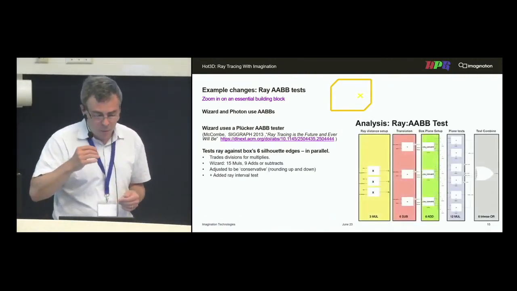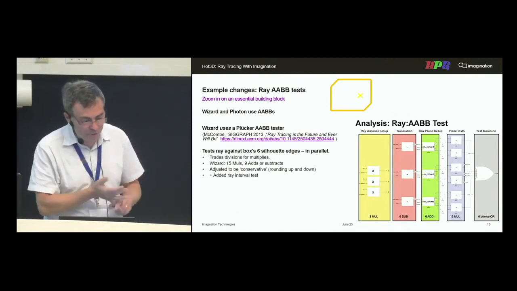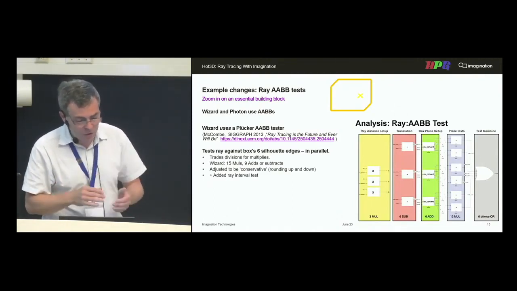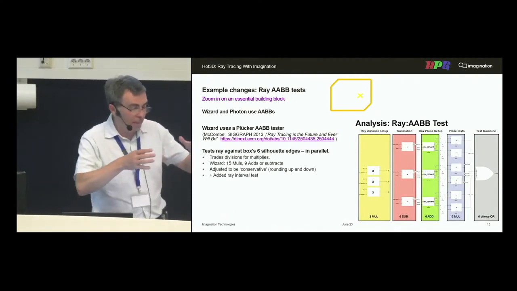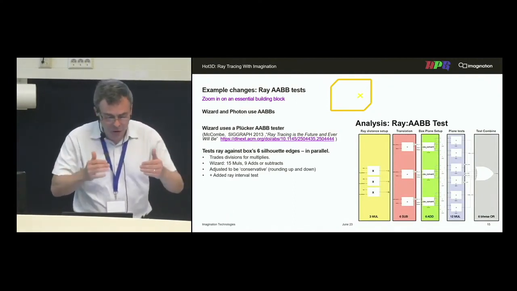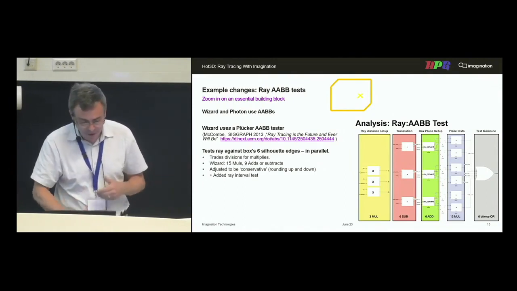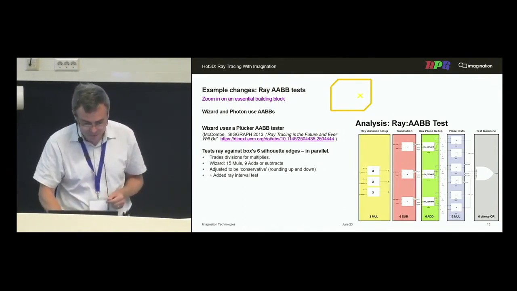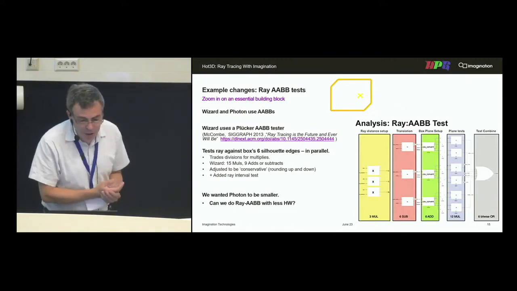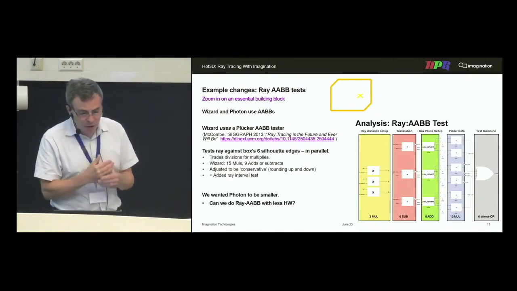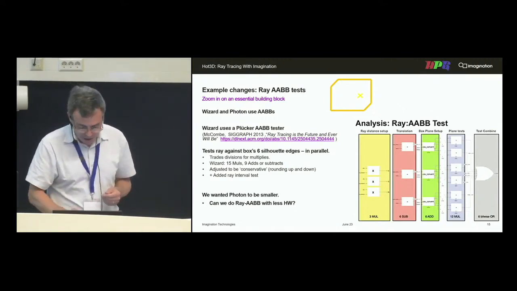In Wizard, that required 15 multiplies, 9 adds or subtracts. And they were made to be conservative, so you rounded down and rounded up appropriately. They also included the ray interval test. Now, we wanted Photon to be smaller, so we wondered, can we do the ray AABB test with less hardware?